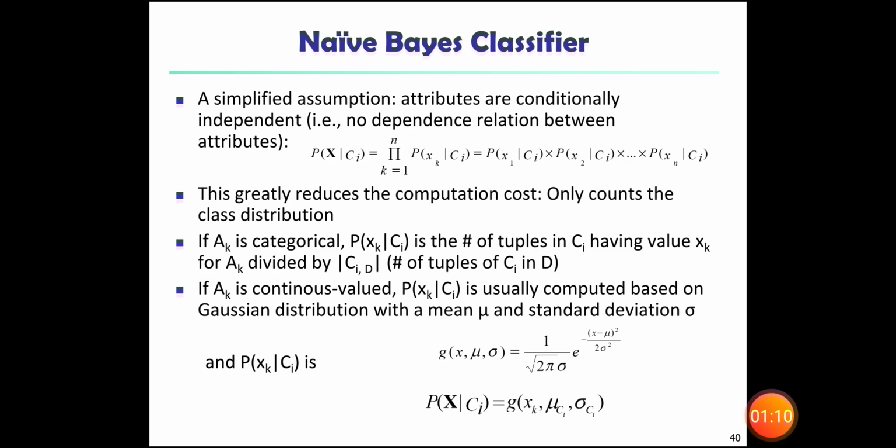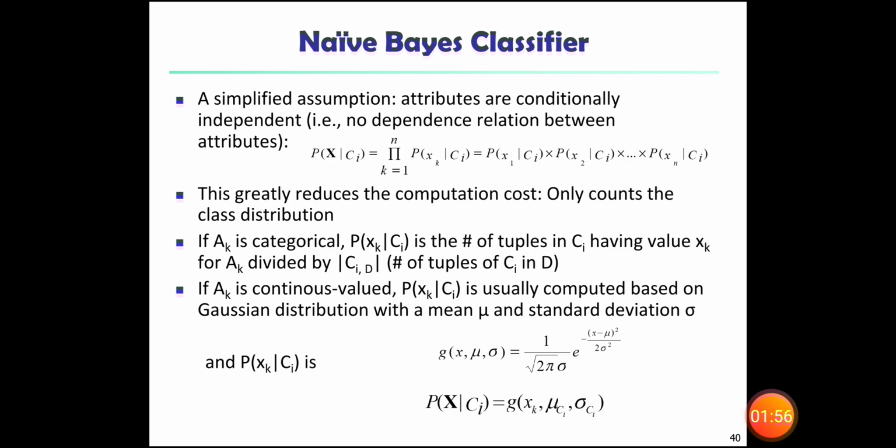For example, if we take A as an attribute, we have a number of attributes A1, A2, A3, and so on. If Ak is categorical, then P of xk given Ci is the number of tuples in Ci having value xk for Ak, divided by the number of tuples of Ci in D. If Ak is a continuous value, then P of xk given Ci is usually computed based on a Gaussian distribution with a mean mu and standard deviation sigma.